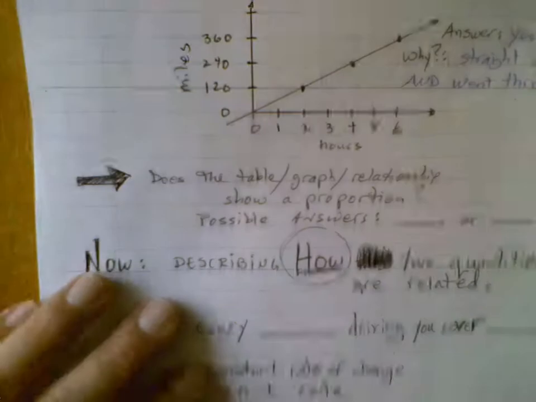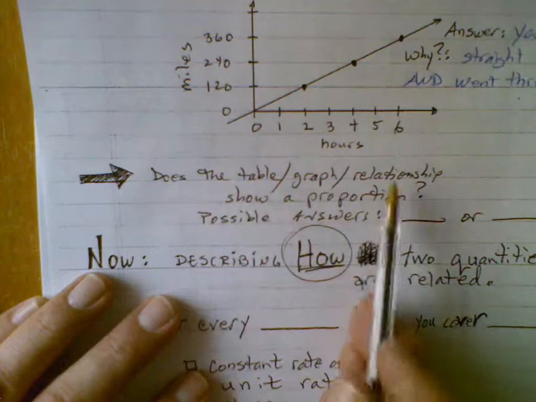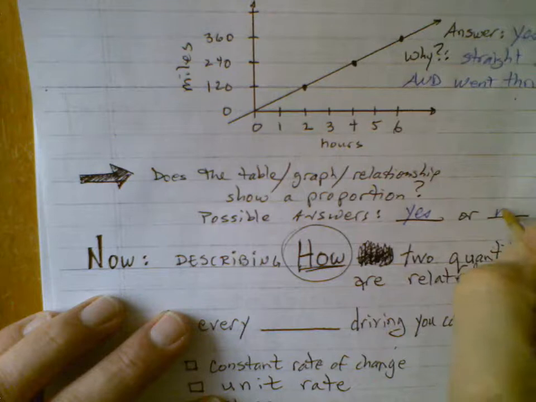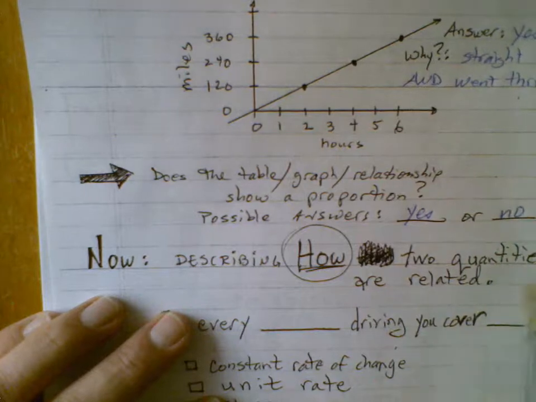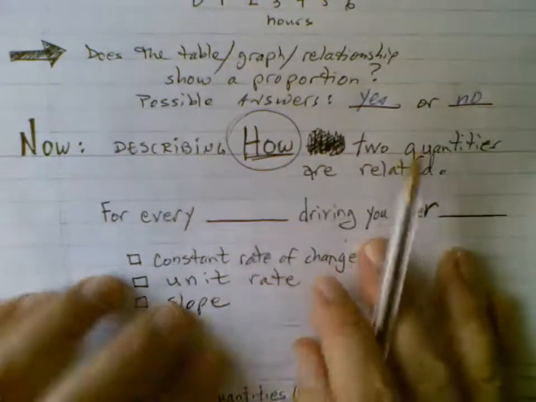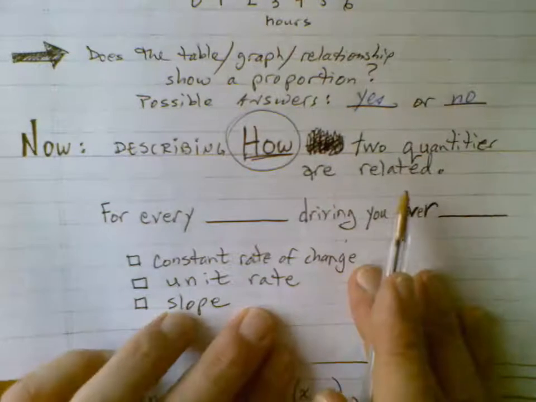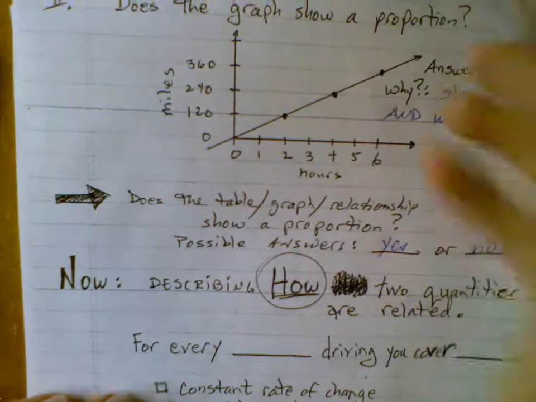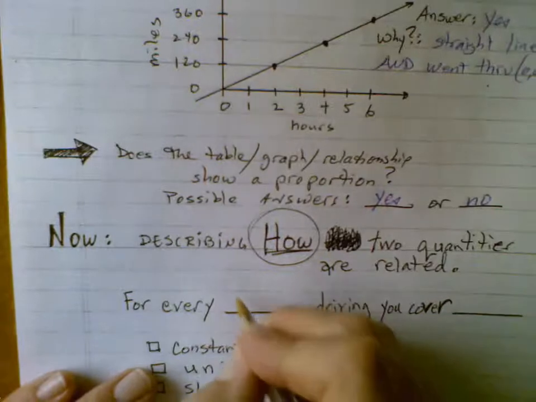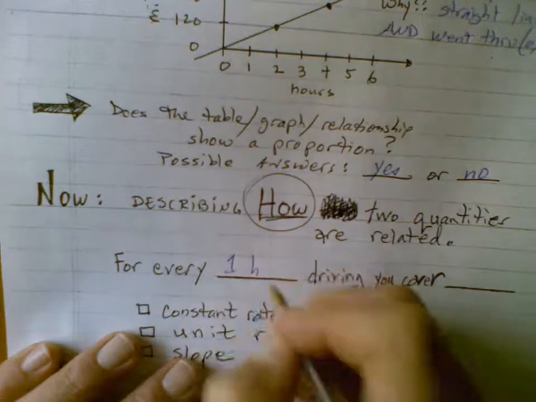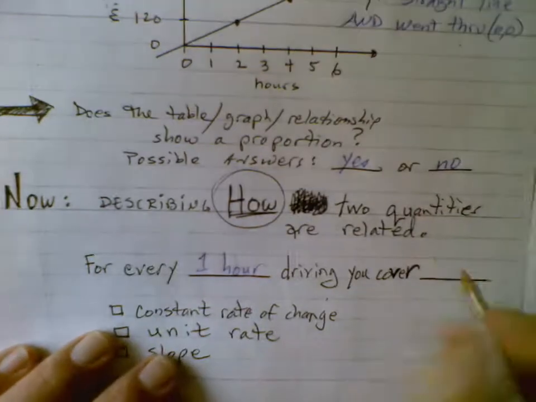So whether we were asking, does the table or the graph or the relationship show a proportion, we only had two possible answers, yes or no. And then you were asked, how do you know? Well, now we move on and we want to know, how can we describe two quantities that are related? If we look back here, we see that the constant ratio is 60 over 1. So for every 1 hour driving, you cover 60 miles.